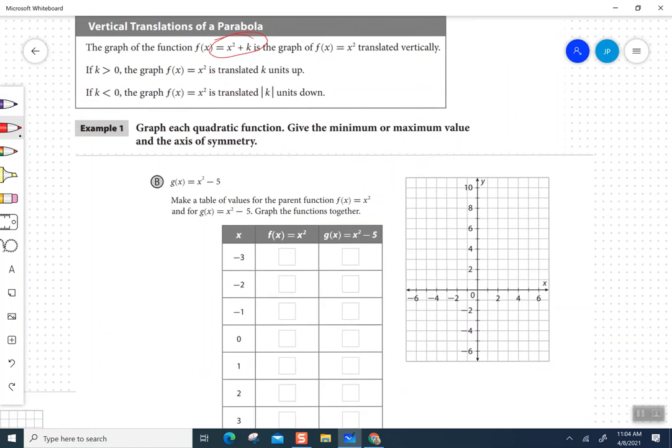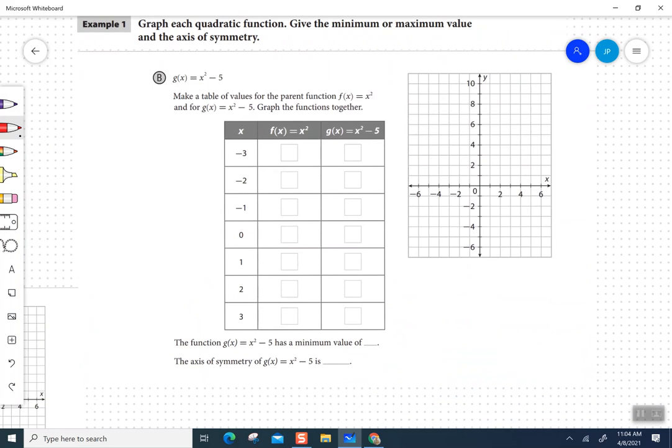So, first of all, what I need you to do is fill out this table. The parent function can be derived from example A. You don't need to redo all the math all over again. So just go to A and copy everything down. For g of x, x squared minus 5, you will need a sheet of paper. You will need a calculator. You will need something to write with.